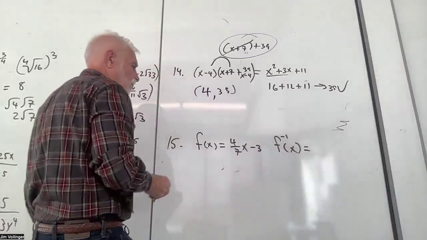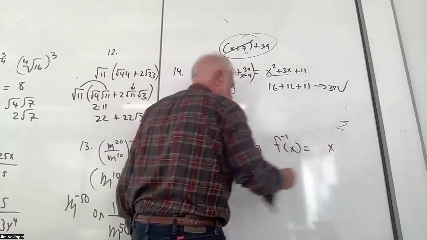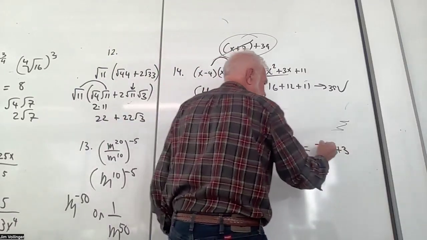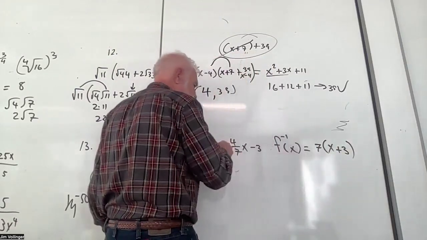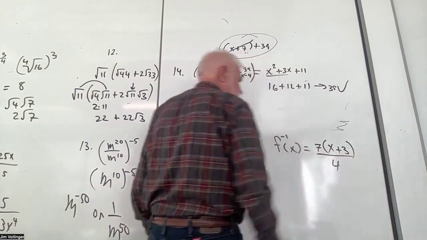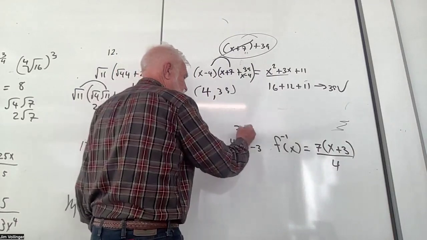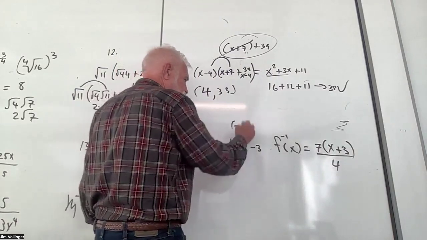So solving for any number here, I would add 3. And I would multiply by 7, so I need that in parentheses, and I've got to divide by 4. And that's the inverse of this calculation. How do I check it? Let's put a 7 in. 7's cancel. 4 minus 3 is 1.